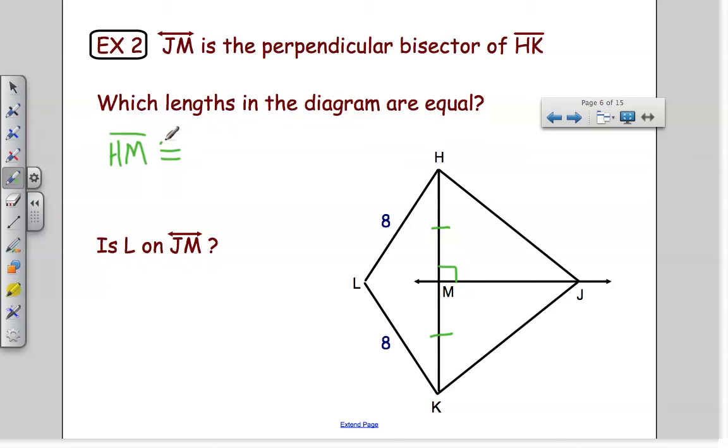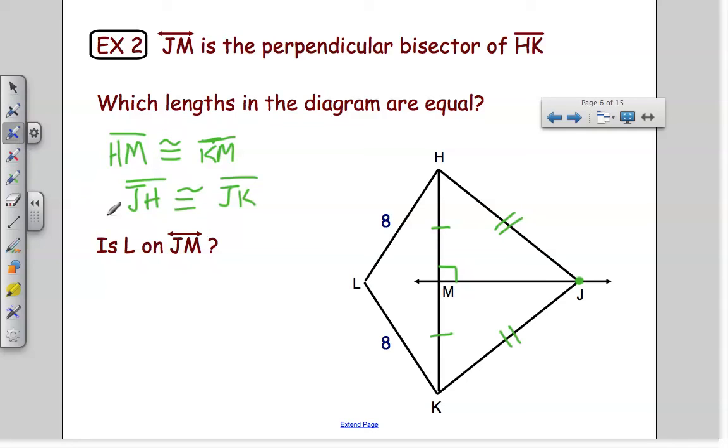So line segment HM is congruent to line segment KM. But what else do you know? If point J is on the perpendicular bisector of this segment, then that point J is going to be the same distance from those endpoints H and K. I'll mark that as such, and I'll write that segment JH is congruent to segment JK because it's on the perpendicular bisector of segment HK. It's equidistant to the endpoints.